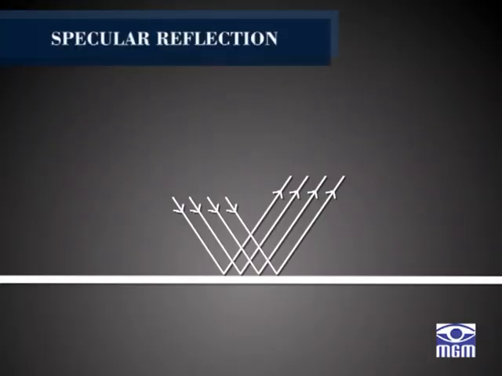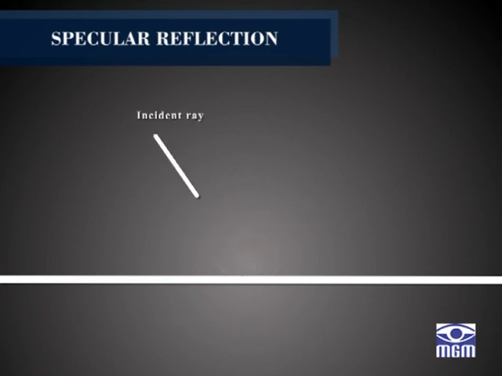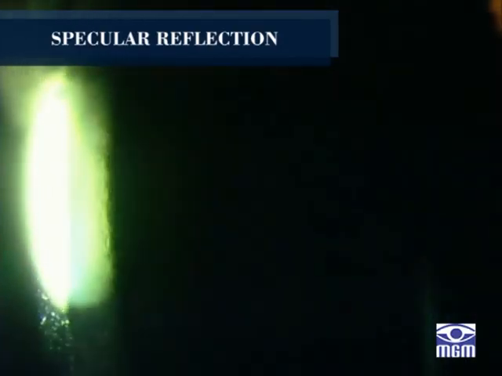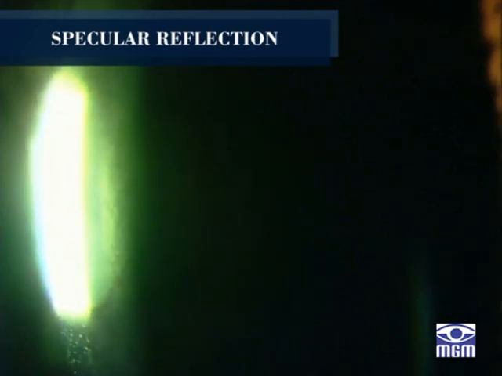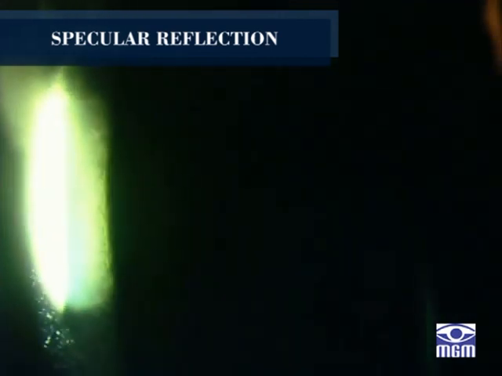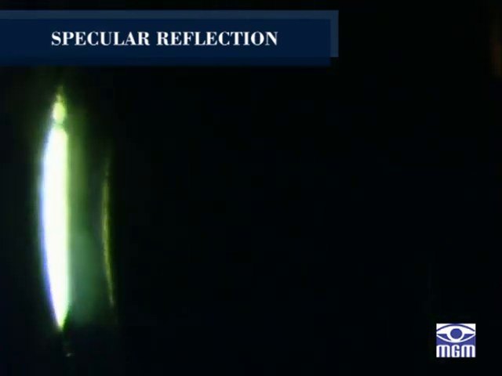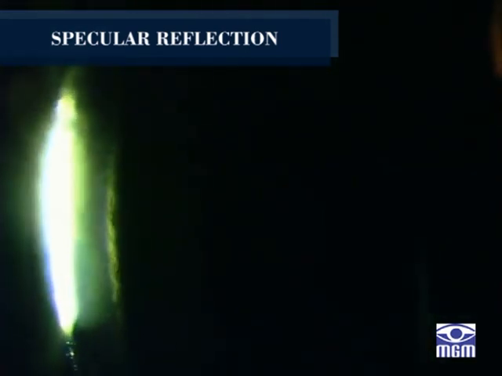Specular reflections are subject to Snell's law of optics. This law states that the angle of reflection equals the angle of incidence. This evaluation should be performed under a fairly low light level to diminish the scatter and make visible details within the zone of specular reflection.